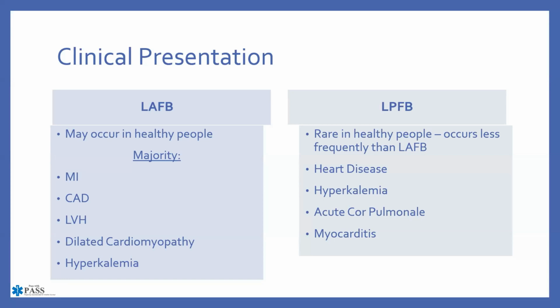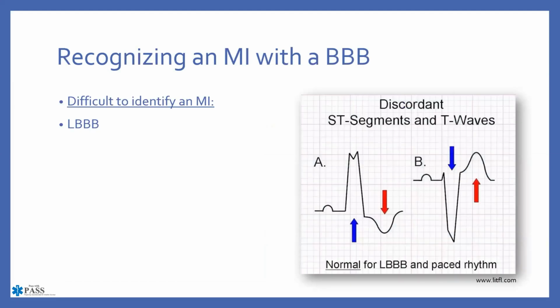The posterior, however, is heart disease, hyperkalemia. They may have acute cor pulmonale. And remember, cor pulmonale is right-sided heart failure. And this is because, if you remember back, they're going to end up having that right axis deviation. So they're going to end up having cor pulmonale and right-sided heart failure. And then they may end up having myocarditis as well, which is an inflammation of the myocardium.